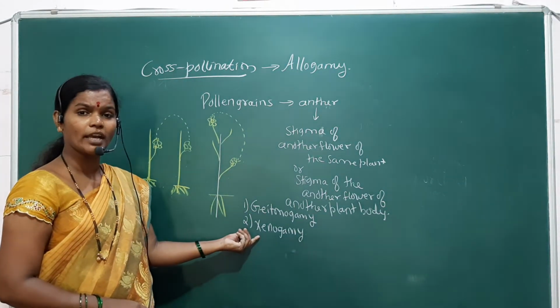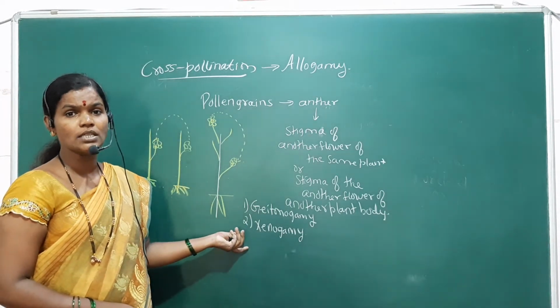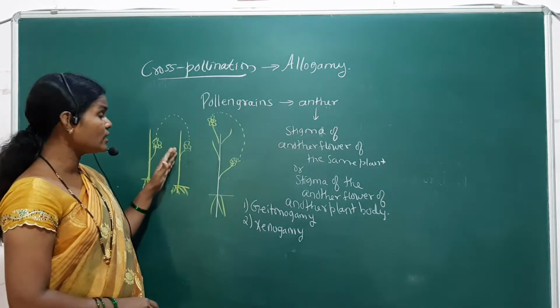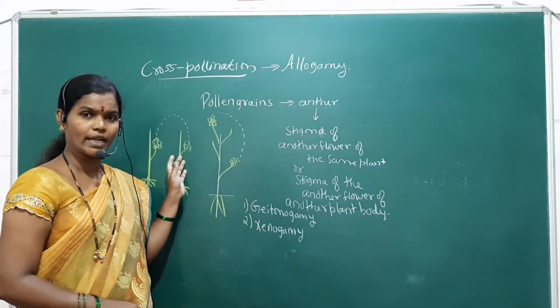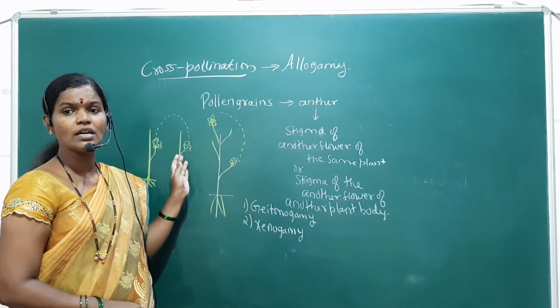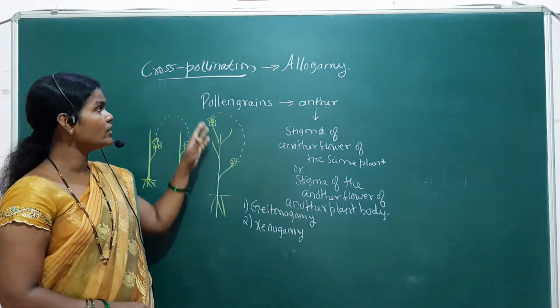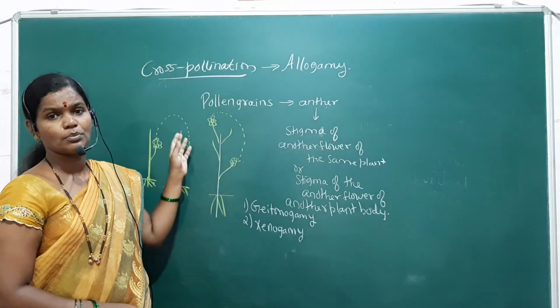Whereas xenogamy means transfer of the pollen grains from the anther of the flower to the stigma of another flower of another plant body. This is the difference between geitonogamy and xenogamy. Understood? So here we have completed cross pollination.